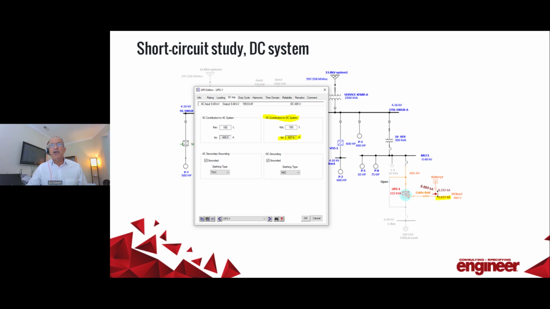Now, the next configuration that I want to show you is the DC system. The contribution from the UPS to the DC system has a limitation or multiplication based on the percent of the DC rating. In this case, the UPS is only controlling around 640 amps to the DC system, therefore it is limited and controlled by the UPS system.